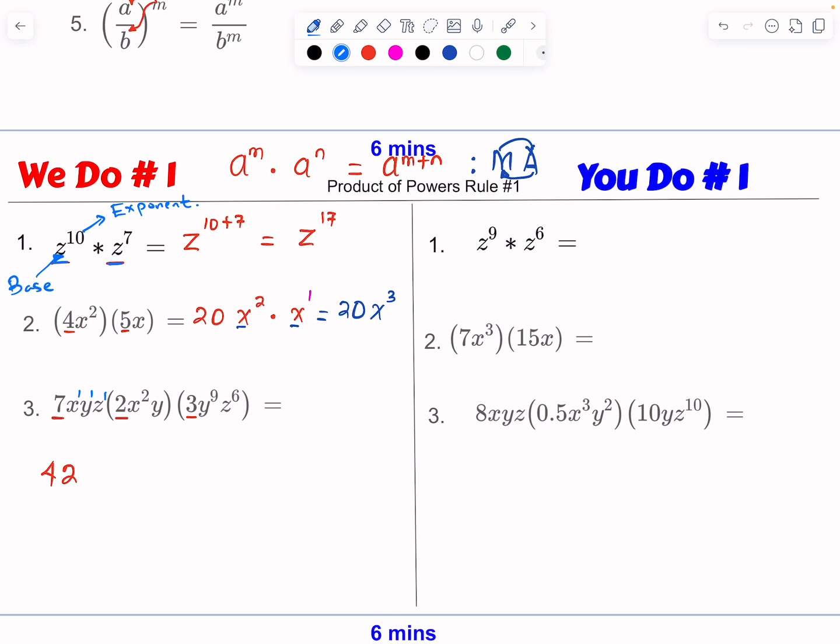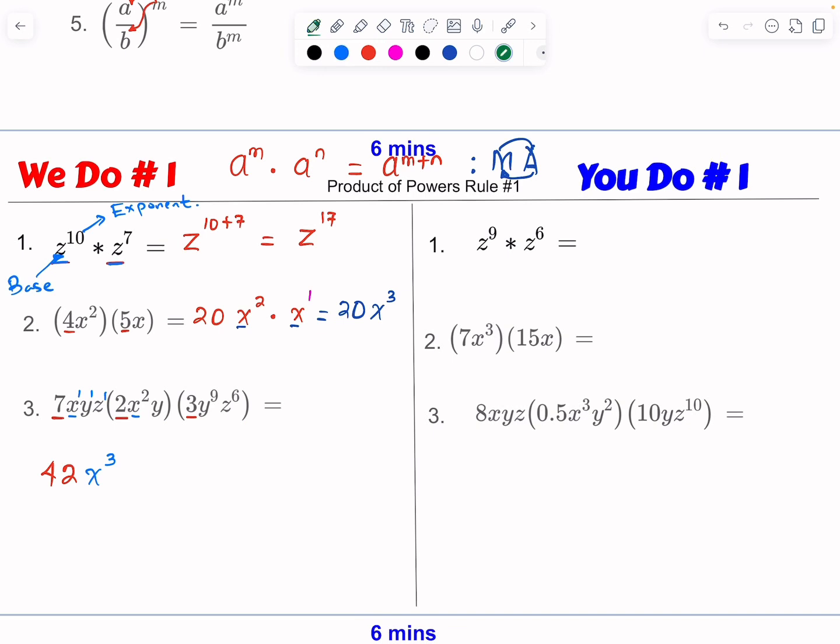Now, let's take care of the x first. So I have x right here, x right there, and in this case, there's no x in the third term. Now they are multiplying, so I am going to add. I have x to the power of 1 plus 2, which is going to give me 3. And then the next thing I'm going to do in this case now, I have y.